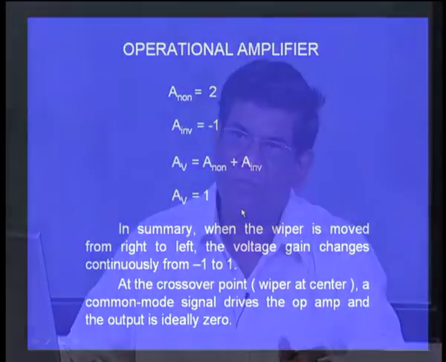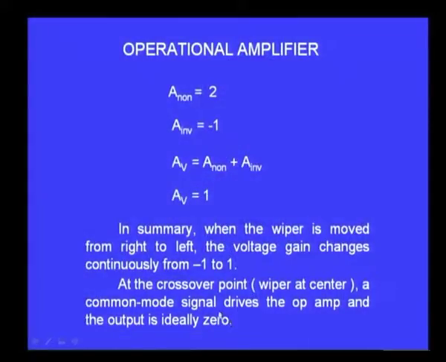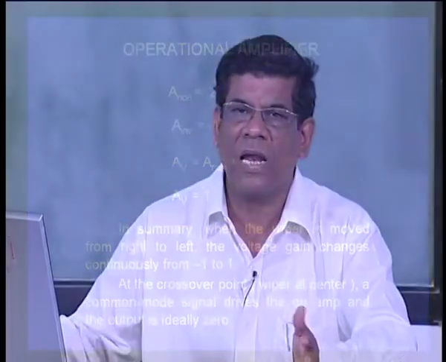What is the only difference? I am not just switching, but I am using a potentiometer and going from the ground to some value, and therefore the gain is going to vary from -1 to +1. That is all, a very simple thing. As the wiper is moved from right to left, the voltage gain changes continuously from -1 to +1. At the crossover point, approximately at the center, a common mode signal drives the op amp and the output should ideally be 0, but you would find it can have some small millivolts, which are due to the offsets of the current and voltage.